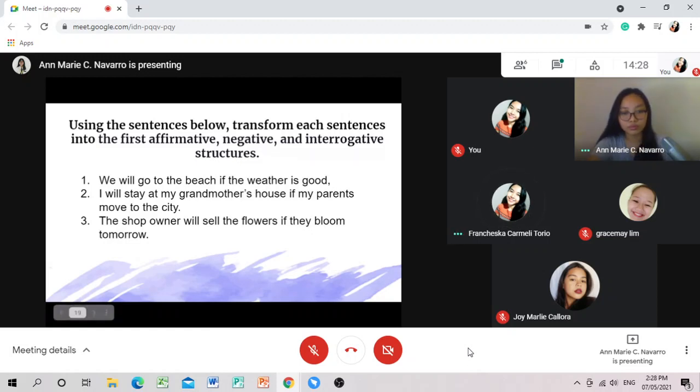Number 1. We will go to the beach if the weather is good. Number 2. I will stay at my grandmother's house if my parents move to the city. And number 3. The shop owner will sell the flowers if they bloom tomorrow.